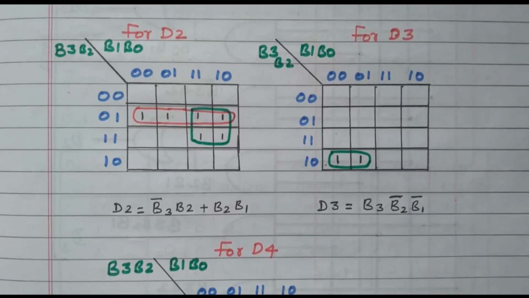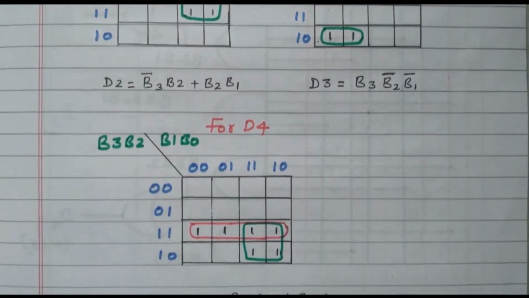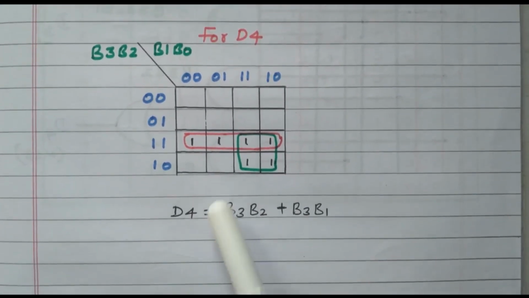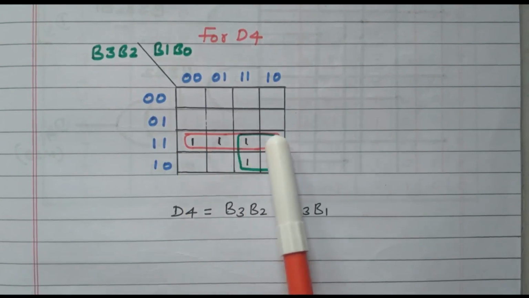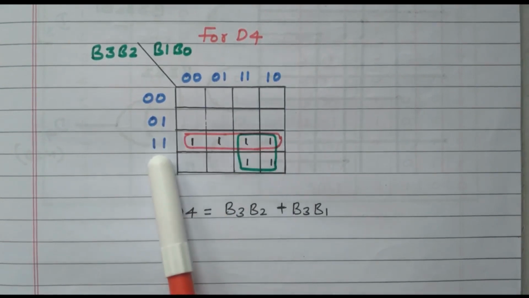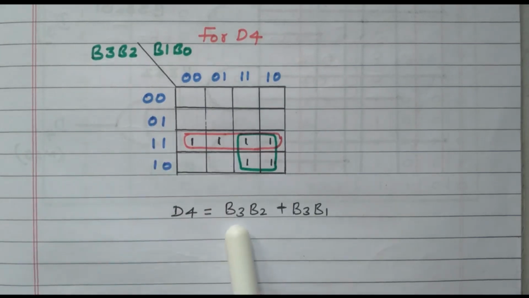Now we have one more term, D4. D4 also has 4 ones available. These 4 ones are combined together, grouped together. While grouping these 4, we have to refer to the third row. Third row is 1 1. 1 1 means B3 B2. The corresponding columns got cancelled.